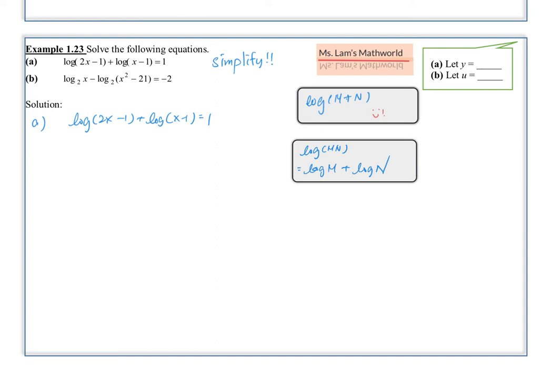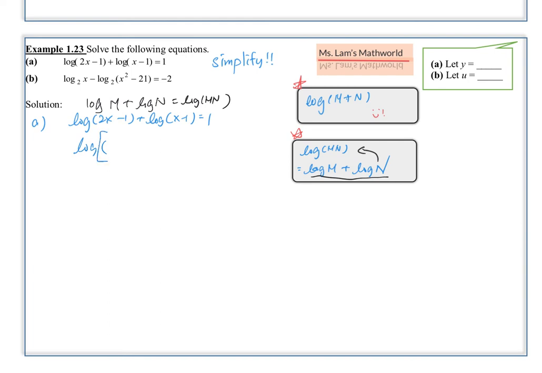So these two are important. That means we have the plus sign outside. We can do it in the reverse way, right? So log m plus log n equals to log m times n. So log m plus log n equals to log m n. So we put them together.